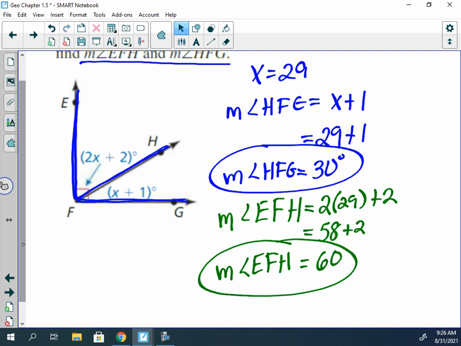And whenever we add these back together, we should get back to 90. So 30 plus 60 is 90. These are the correct answers.